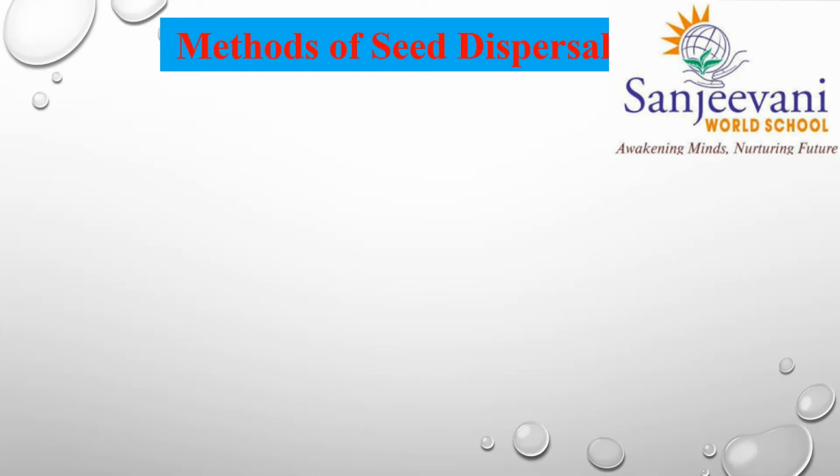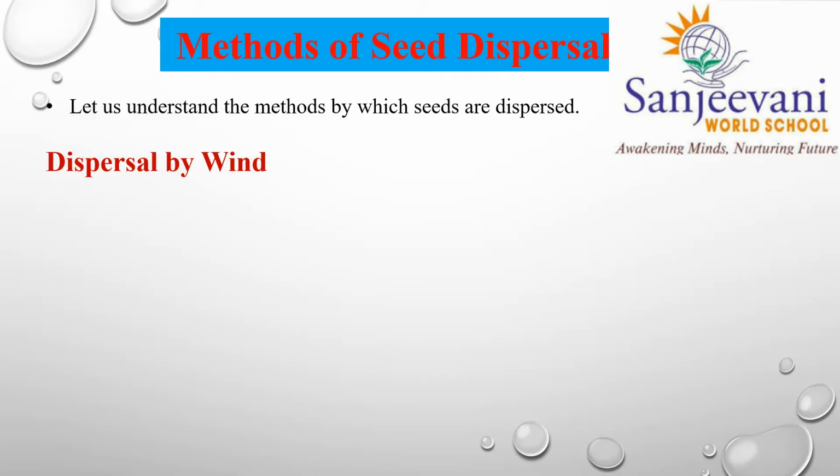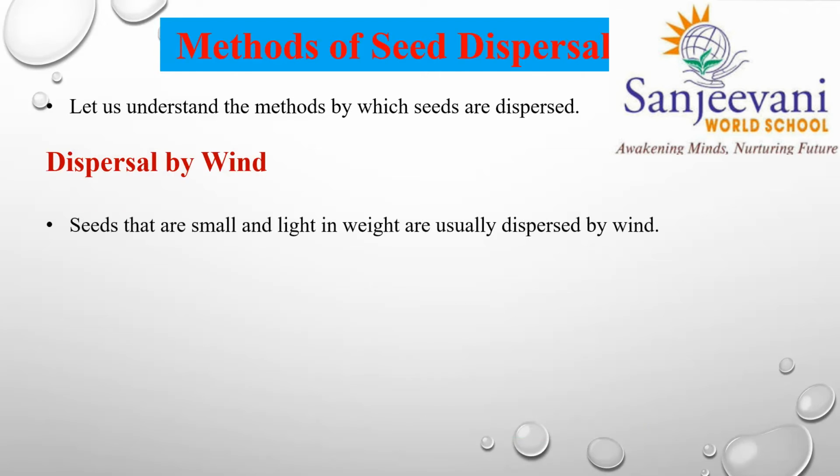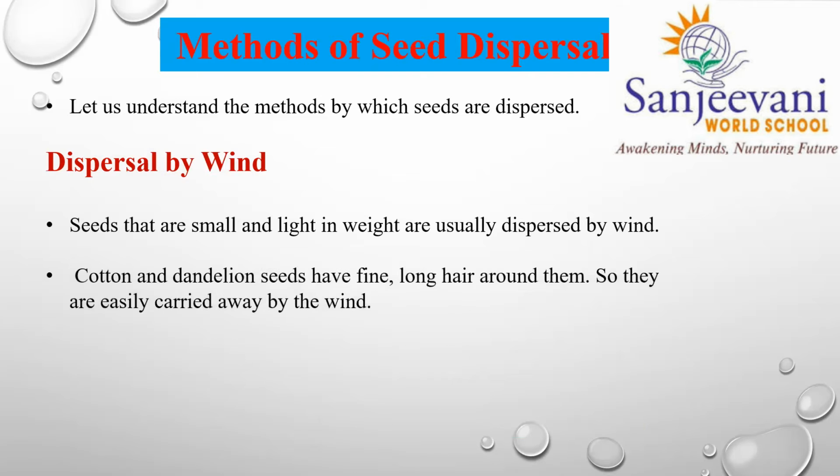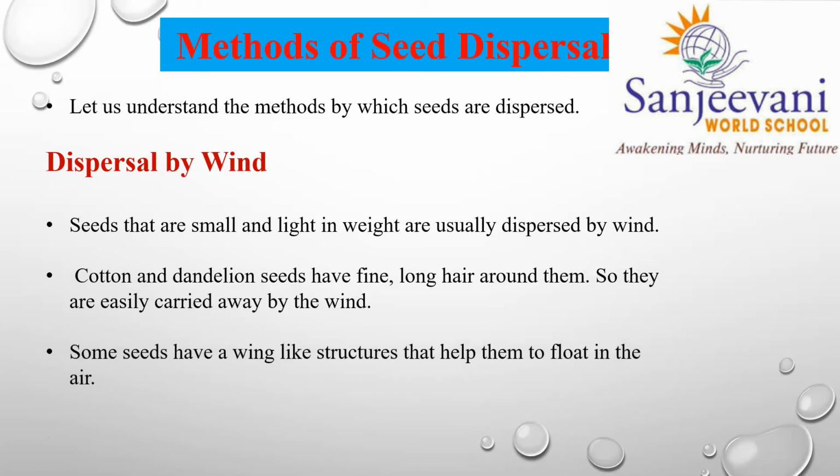Let's discuss methods of seed dispersal. First one, dispersal by wind. So children, there are seeds that are small and light in weight that can easily be dispersed by wind. Cotton and dandelion seeds have fine and long hair around them, so they can be easily carried away by the wind. While some seeds have wing-like structures which help them to float easily in the air.